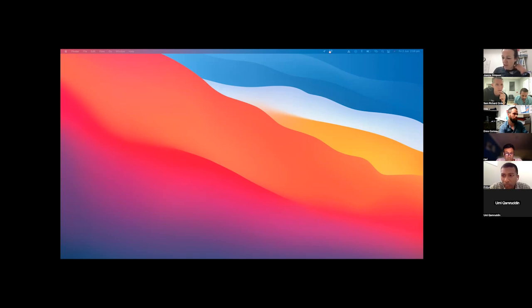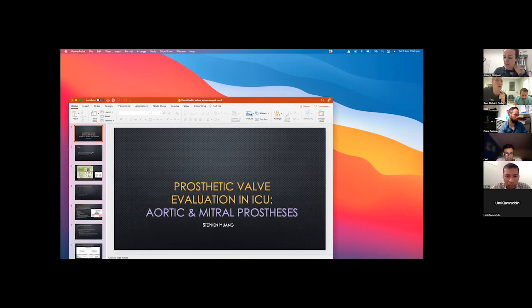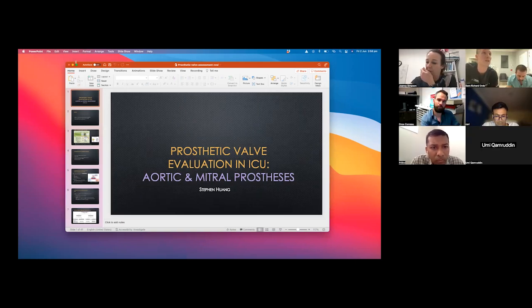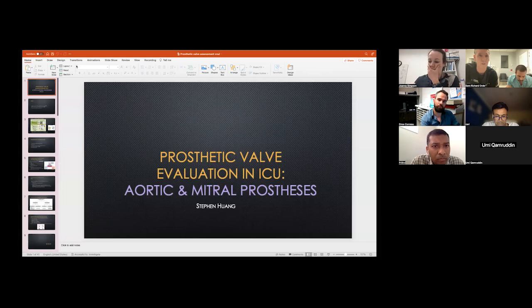Because it said 2.2, it says more than 2.5, but is that the VTI mitral valve? No, that's not the VTI. That was the peak gradient, I think, is what it's talking about. But that is being shown. If I do that, you can see it.